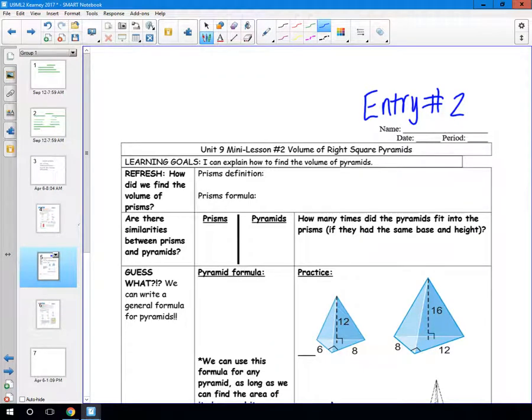All right, so our learning goal is that we want to be able to find the volume of pyramids. And you're actually going to find that the formula for volume of pyramids and the formula for volume of prisms are very similar. So let's just quickly review from yesterday. We talked about the difference between a prism and a pyramid, and we learned that a prism is a 3D figure that has a base that just keeps repeating throughout the entire figure. So like a triangular prism, if you slice it, you would keep seeing that there were triangles throughout the entire figure.